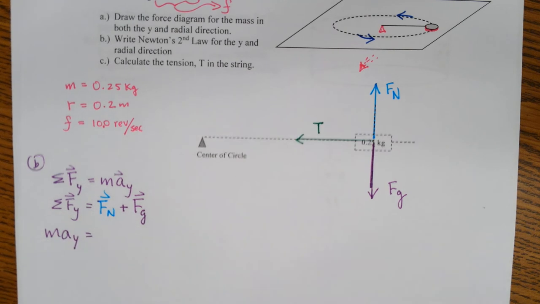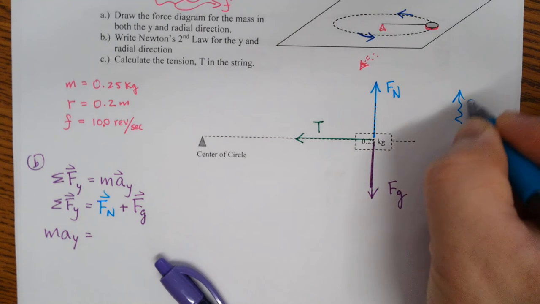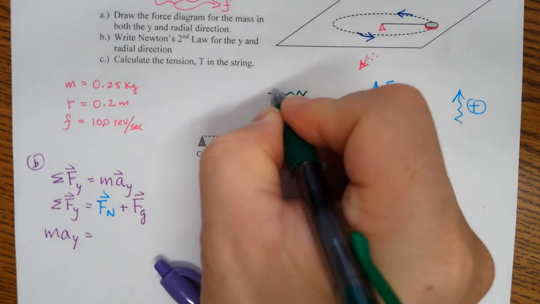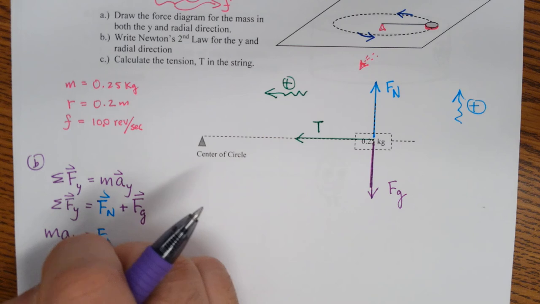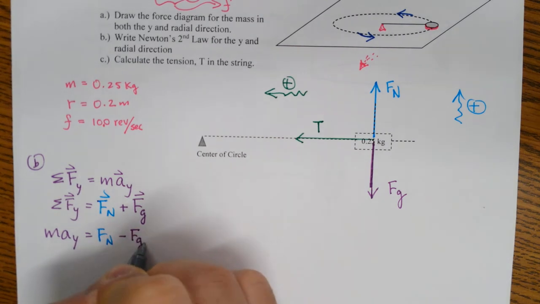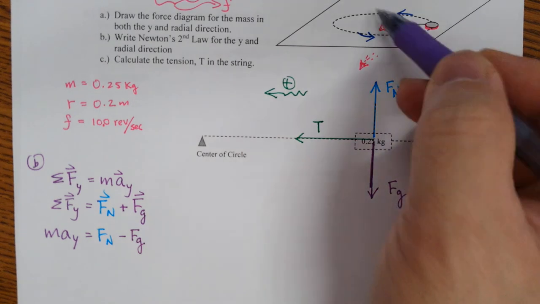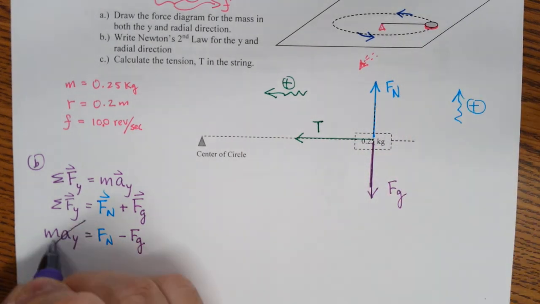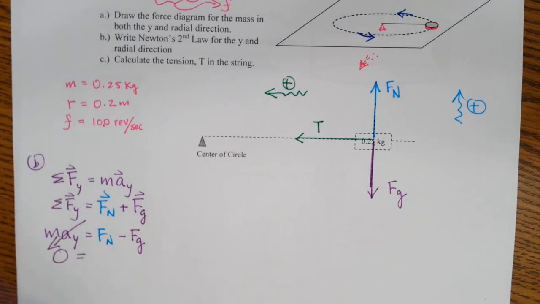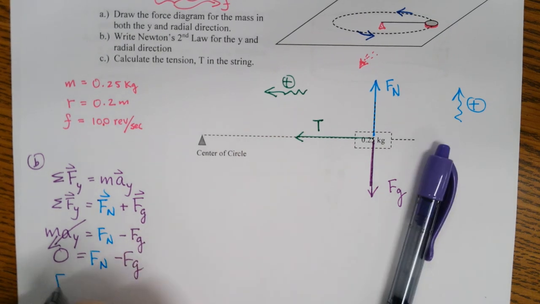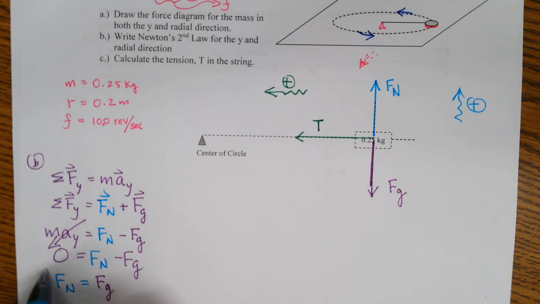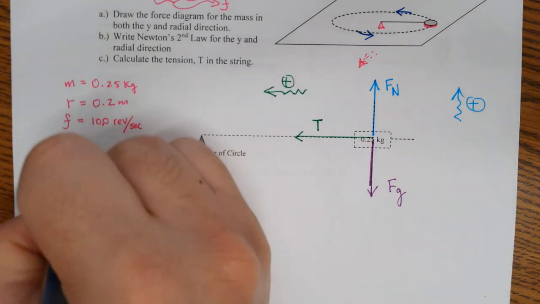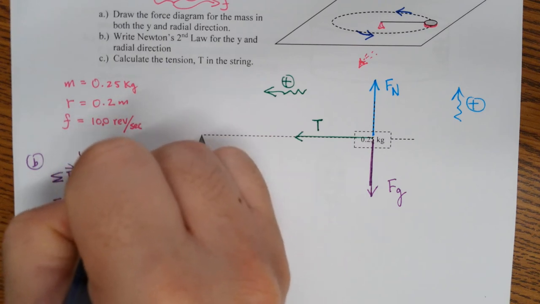is equal to, now I'm going to consider direction up to be positive. It's always good to have that. And I'm going to consider direction in towards the center to be positive. So here, m a y is equal to F normal, which is positive now, minus F G. This thing is not going to be accelerating off the table, or going through the table. So my acceleration in the y direction is zero. So zero is equal to F normal minus F G. So F normal is equal to F G. So that was the y direction.